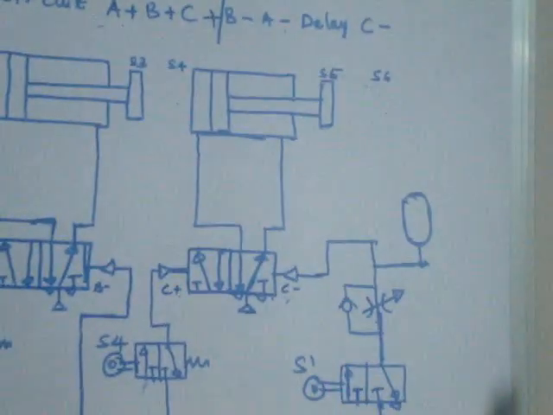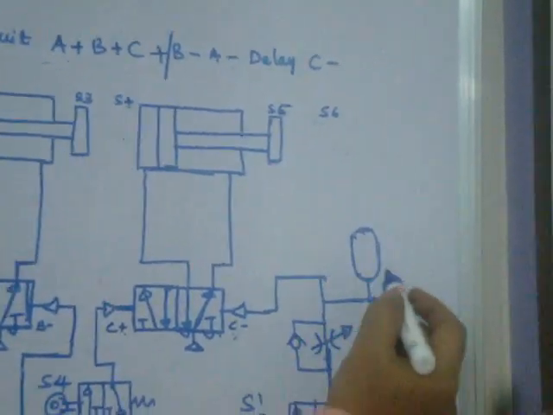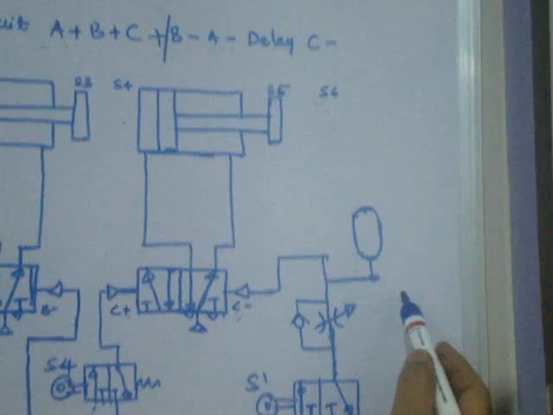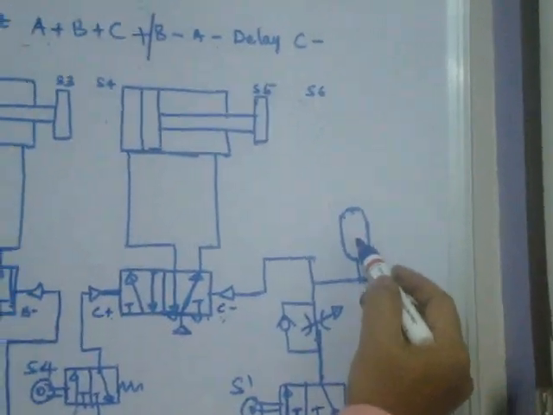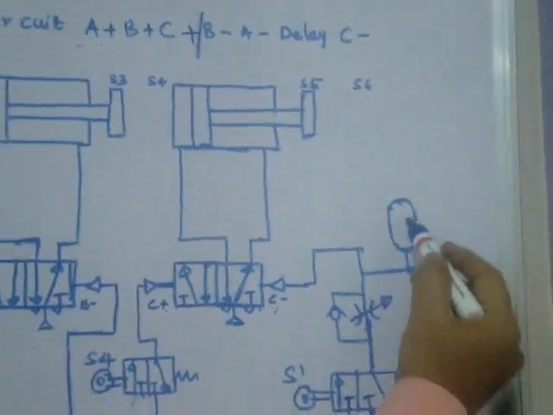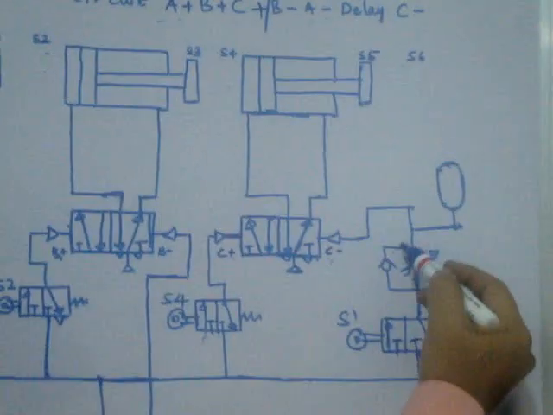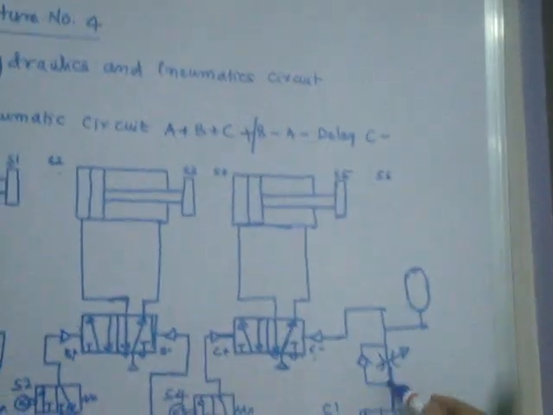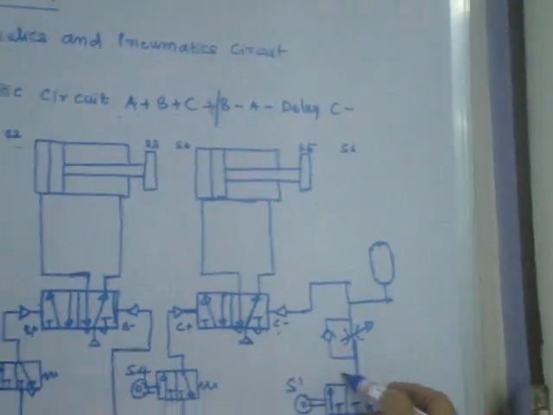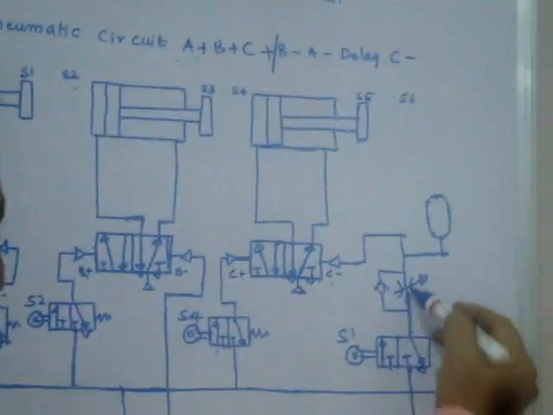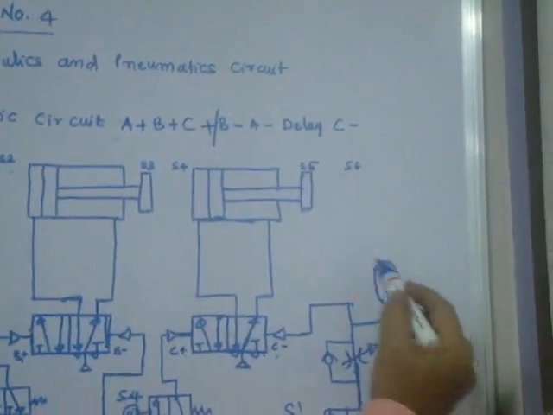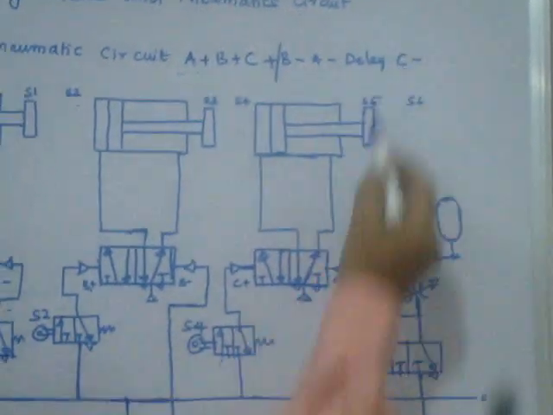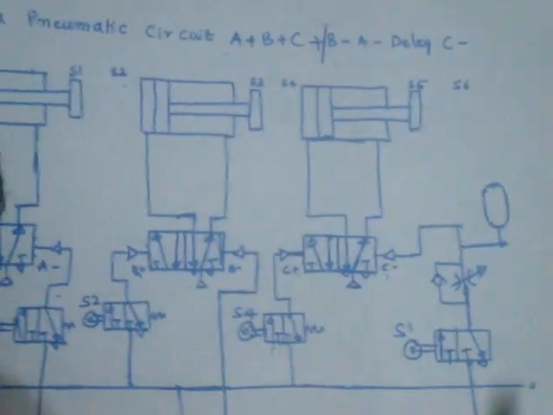So how much quantity of volume should go inside? There is a dial. In that dial, you will mention, okay, 1 second, 2 second, 3 second, 4 second, that much of fluid will go, and after that it will return back due to spring. Then while returning, the air goes back through the check valve. While going, the check valve is closed, only flow control, it goes to the accumulator. After a particular delay, then the C minus, it goes to S5. When it goes to S5, once again the cycle will repeat.